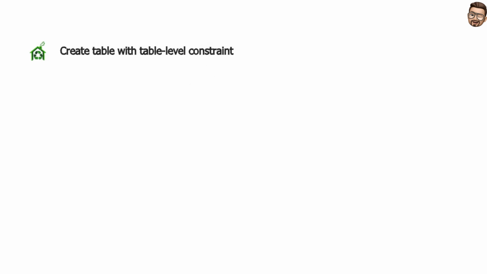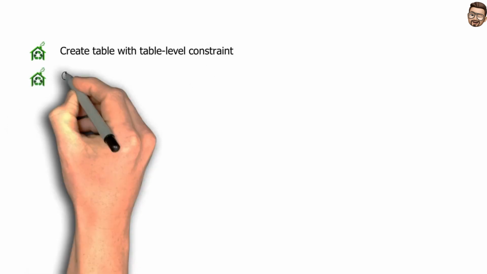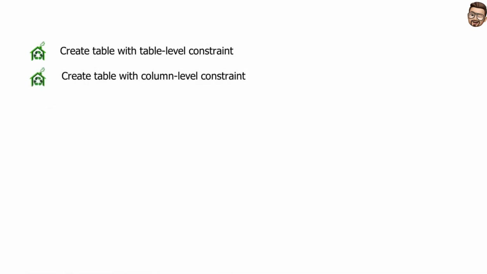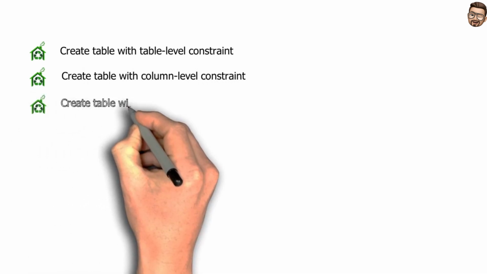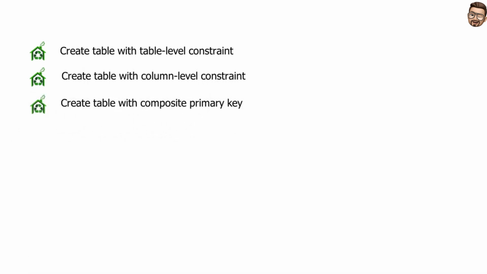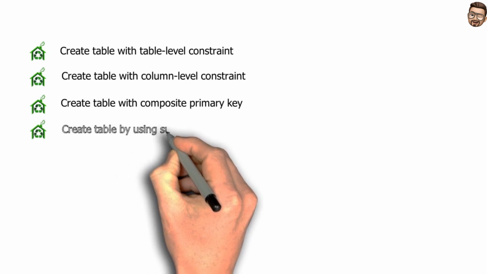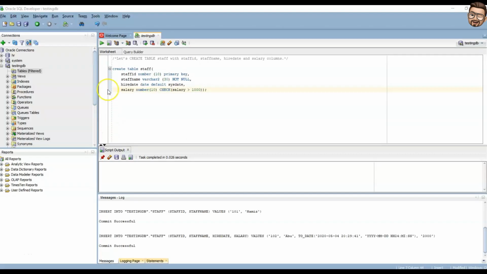So let's take a look at how to create a table with a table level constraint, create a table with a column level constraint, create a table with a composite primary key, and the last one, create a table by using a subquery. So now I want to create a table without specifying the constraint name.